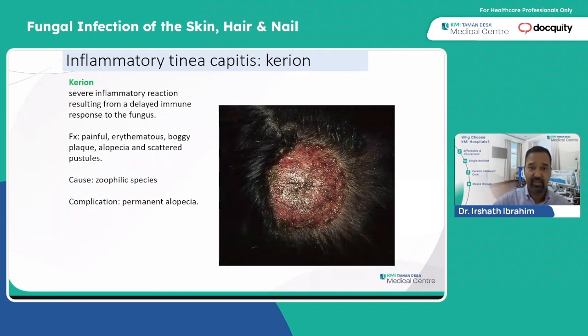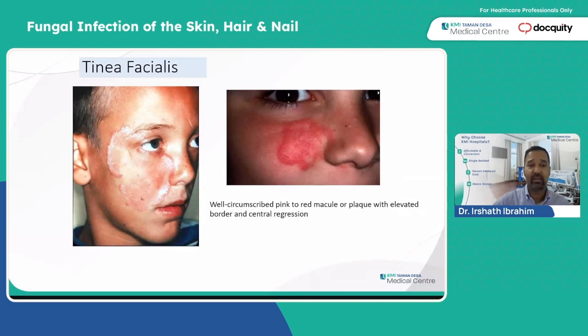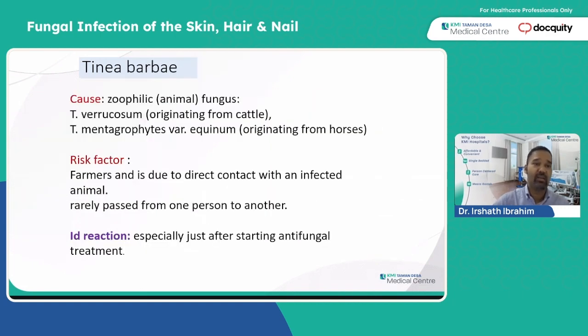Next is tinea facialis. This is tinea of the face, with well-circumscribed, annular, pink to red macules or plaques, with an elevated border and central regression. And tinea barbae is typically due to zoophilic Trichophyton species like T. verrucosum and T. mentagrophytes. Risk factors are, for example, farmers if they come into direct contact with infected animals, and it can also be associated with a heat reaction similar to tinea pedis.